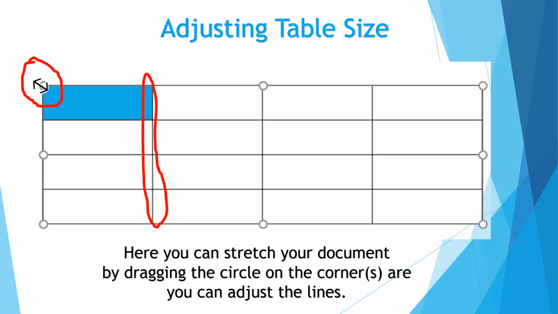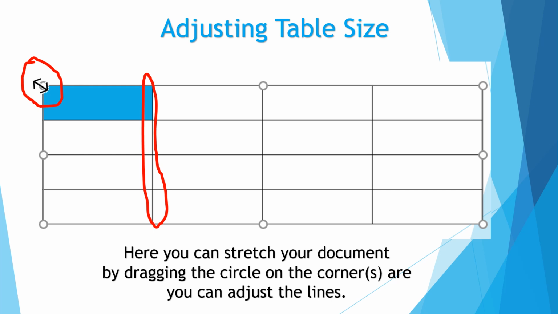Adjusting your table size. Here's where you can stretch your table by dragging. You see the circles? I have them highlighted in the red circles there, and also the line. If you want to stretch your columns, you take the line, you left click on your lines and drag it. Left click, hold, and drag.